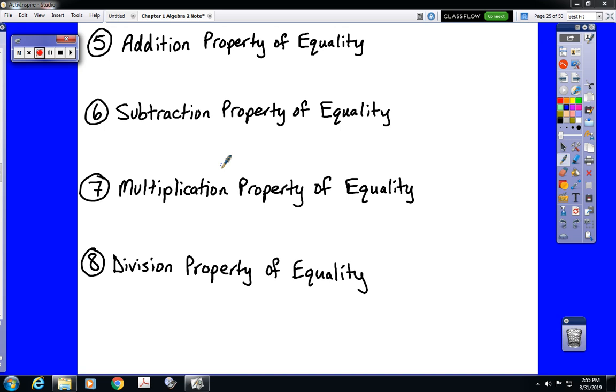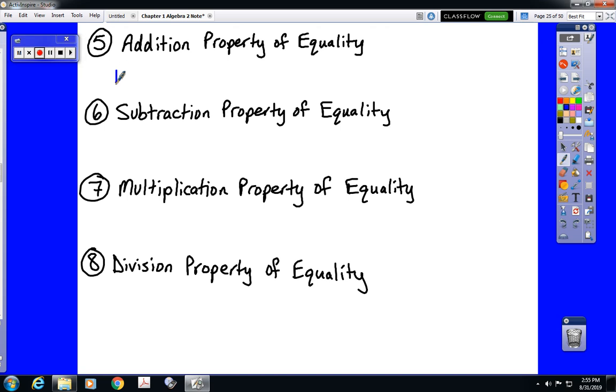linear equations. So, before we do that, we had our first four properties of equality: reflexive, symmetric, transitive, and substitution. We have a few more properties that we need to bring up before we continue in to solving. Those are the addition property, the subtraction property, the multiplication property, and the division property.